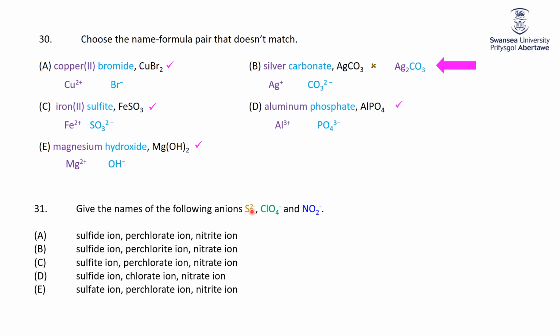Names of these, you just got to know them. This is a sulfur atom that you've made into an anion. Whenever you make an atom into an anion, you use its ide format, so sulfide. ClO4 minus, you've got to know, is perchlorate. NO2 minus looks like NO3 minus, which is nitrate. As I said earlier, turn the 3 to a 2, and it goes from NO3 to NO2. Charge stays the same.